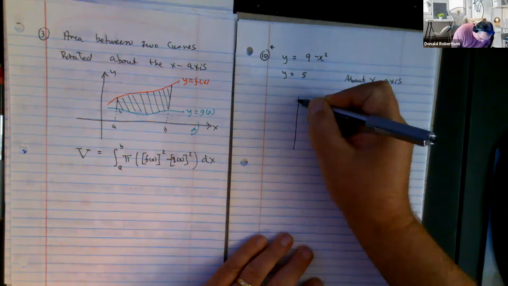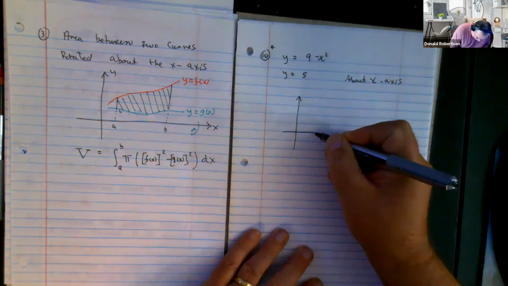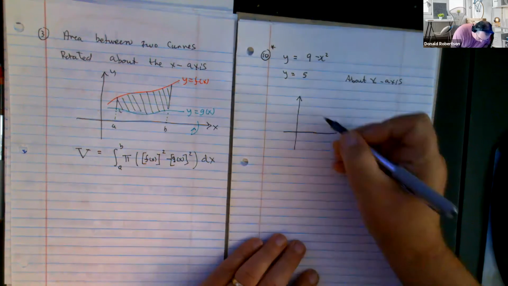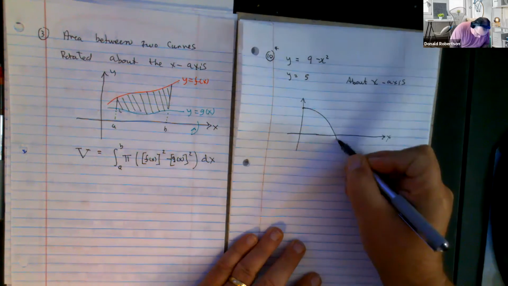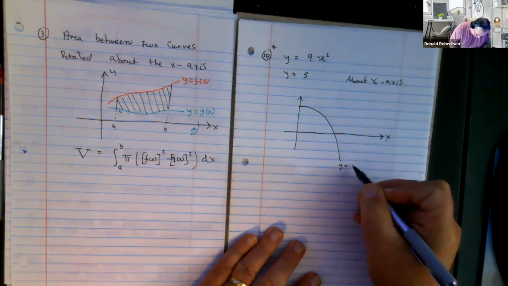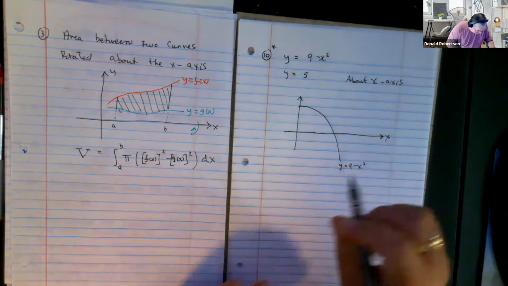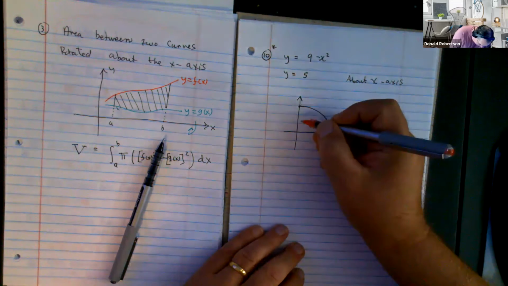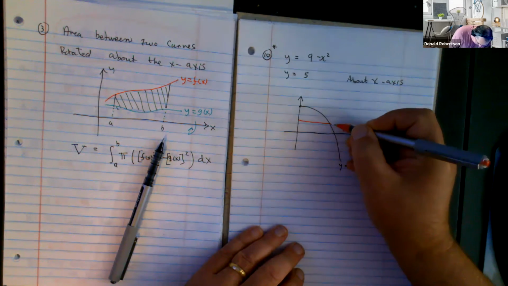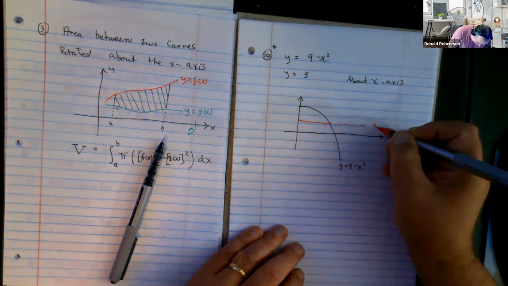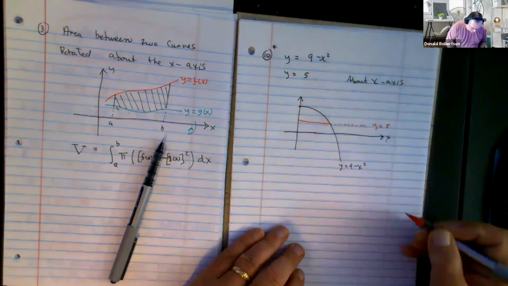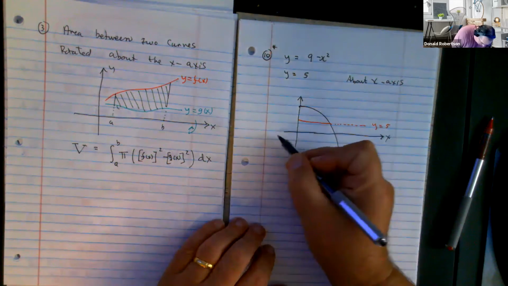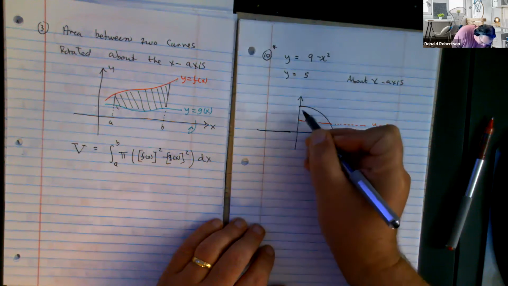So I would probably be putting this in Desmos right now, but let's see if we can do it without that. Can you imagine what 9 minus x squared looks like? Y equals 5 would be a straight line, something like this. And we are taking, oh, I made a mistake. I'm glad I noticed this.